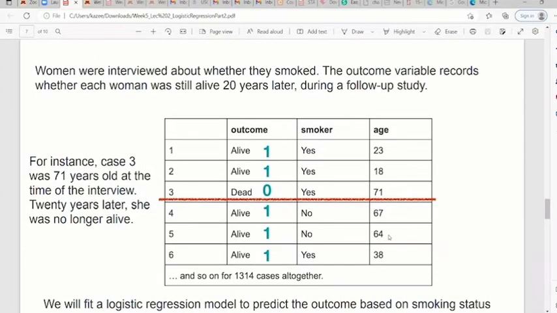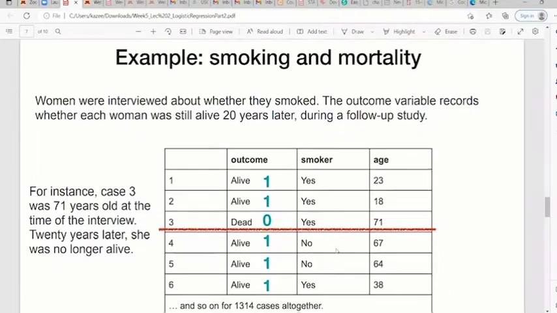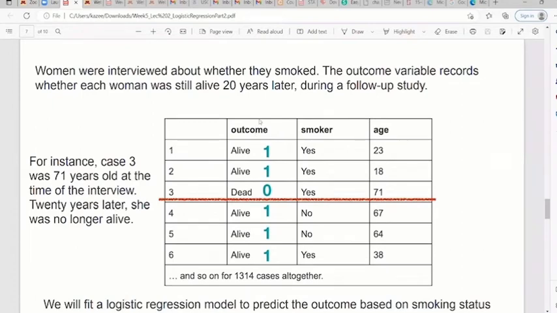If you're given something like this and want to figure out the relationship between smoking and mortality, the outcome variable, the response variable, is categorical. It is categorical because it has levels. Then your appropriate regression model to use is the logistic regression model. I just wanted to take note of that.